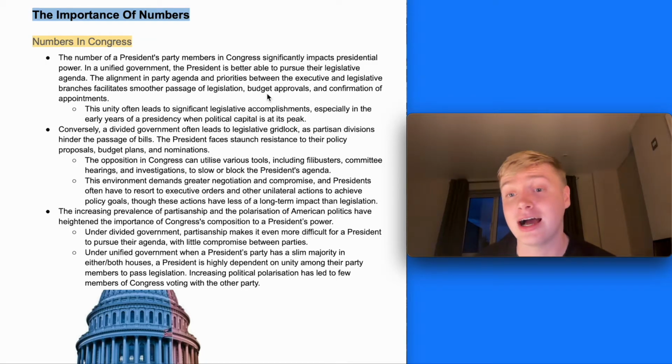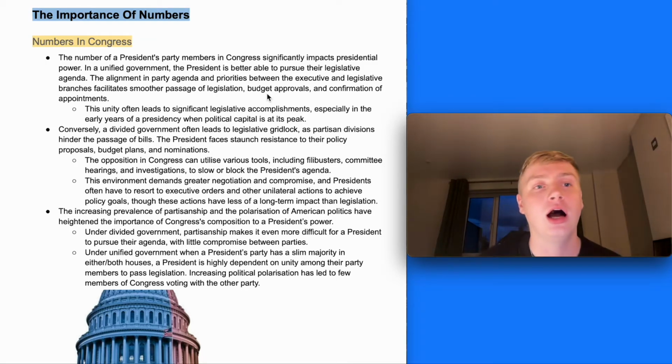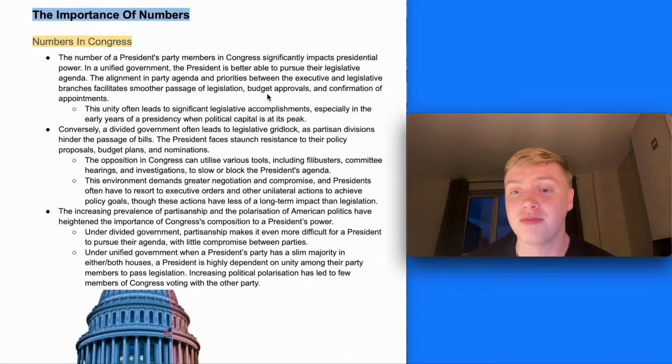Okay, so they were the constant limitations on presidential power. The next thing we're going to have a look at, in the remainder of the video, is varying factors which influence how much power the president has. And the first one of these, which I thought I'd highlight in particular, I think is really important, is the importance of numbers, both in Congress and the Supreme Court.